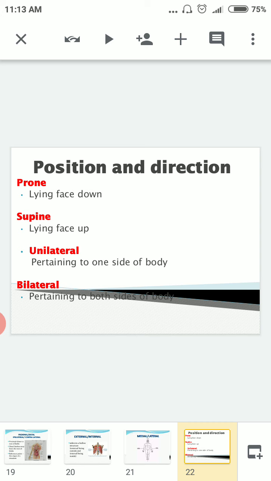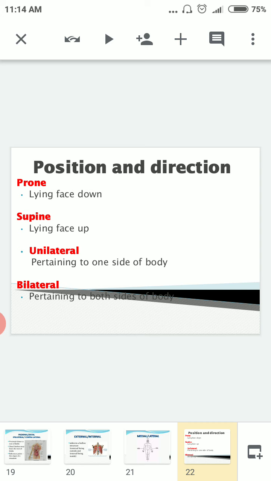Position and direction. We call them prone, supine, unilateral and bilateral. Prone means lying face down. When you sleep straight with your face up, we call it the supine position. If your face is facing downwards, we call it the prone position. So prone is lying face down, supine is lying face up.